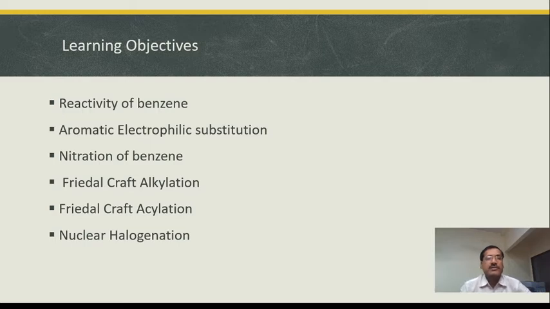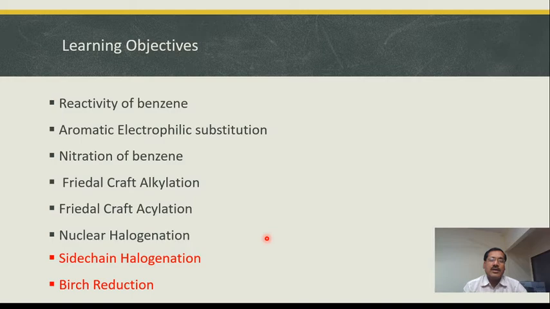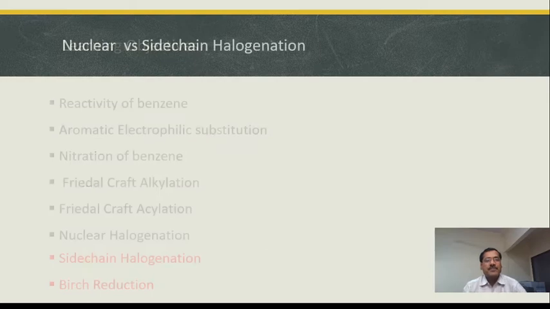In our earlier lecture, we finished the reactivity of benzene and aromatic electrophilic substitution reactions, and we also saw the mechanisms of some of them, like nitration, Friedel-Crafts alkylation, Friedel-Crafts acylation, and nuclear halogenation. In continuation, in today's lecture, we will cover two important reactions shown by benzene and its derivatives. One of them is side chain halogenation and the second one is Birch reduction.